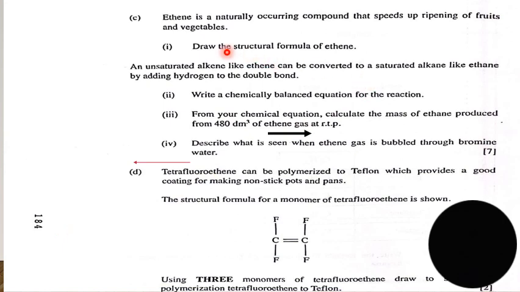But first thing we do when we get a question is we read the question. It says, ethene is a naturally occurring compound that speeds up ripening of fruits and vegetables. And it says, draw the structural formula for ethene. We know that ethene is an alkene, so it has a double bond. And we know that eth means that it's two carbon atoms. So what are we going to do? We're going to draw our two carbon atoms with a double bond between them, okay?